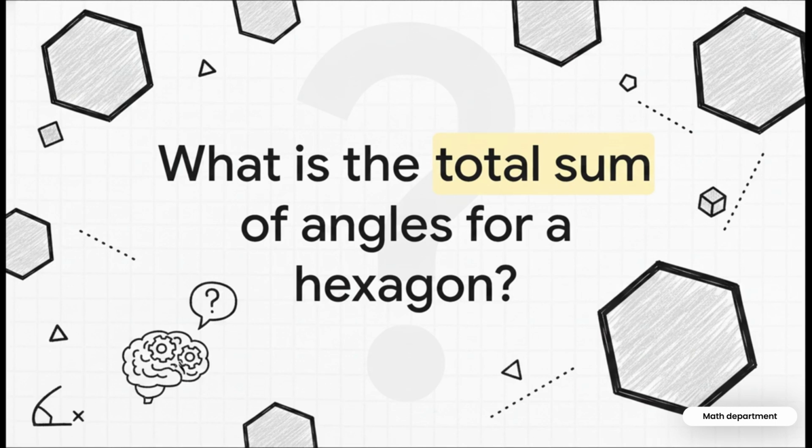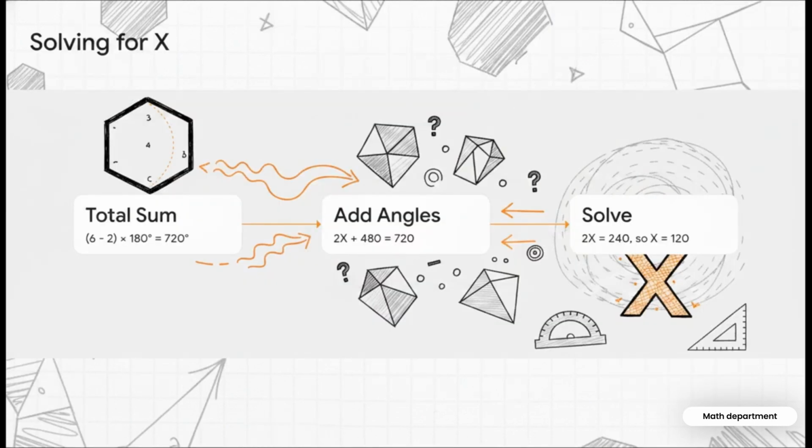We have hexagon A, B, C, D, E, F, and it has a missing angle represented by x. But before we can solve for x, we absolutely need the total. So pause the lesson right here, grab some paper, and try this yourself. Calculate the total sum of the interior angles for a 6-sided hexagon before we set up the algebra. All right, let's walk through it together.